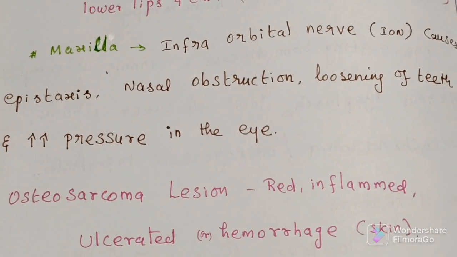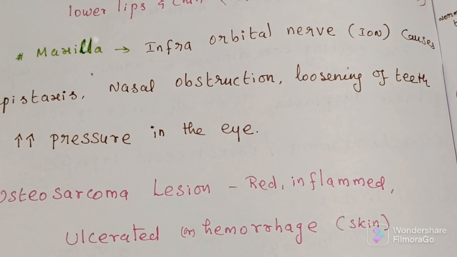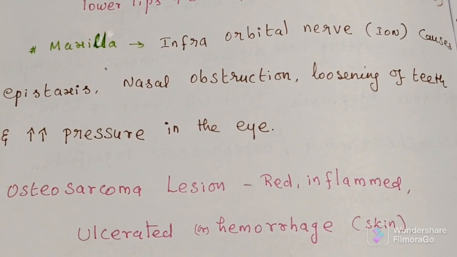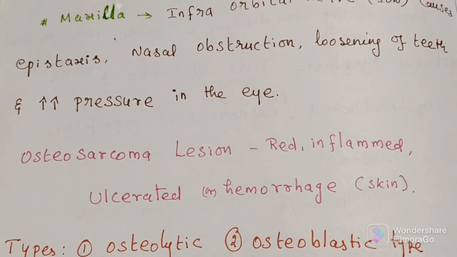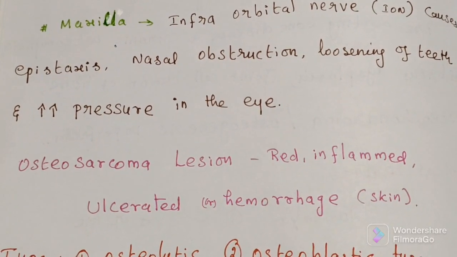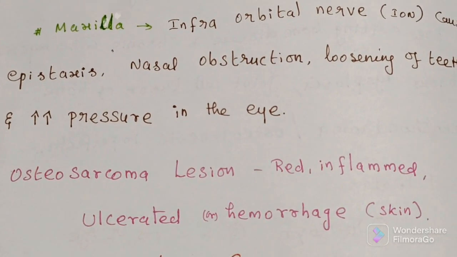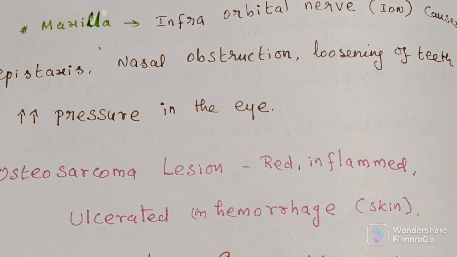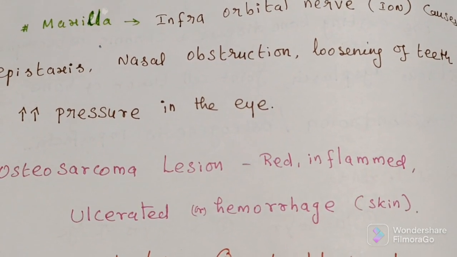Osteosarcoma, next one is the overlying skin. The overlying skin of the osteosarcoma lesion will be red, inflamed, ulcerated. Hemorrhage can be seen in this region. So in osteosarcoma, the skin becomes red, inflamed, ulcerated, or hemorrhage can be seen in that particular region.